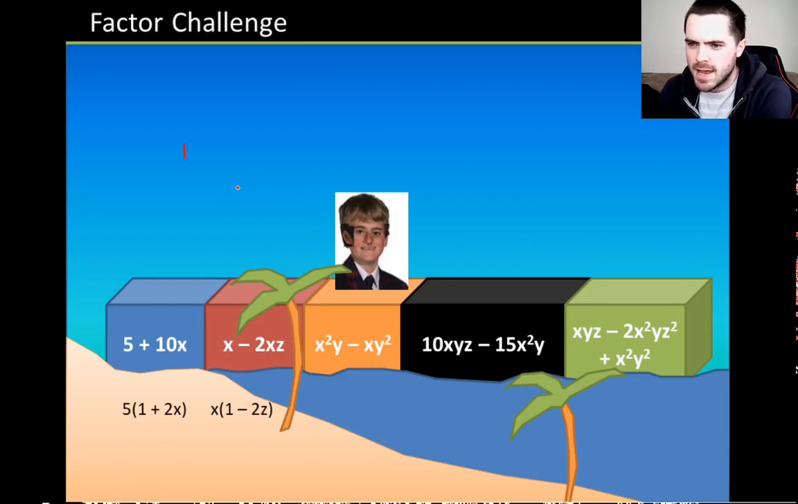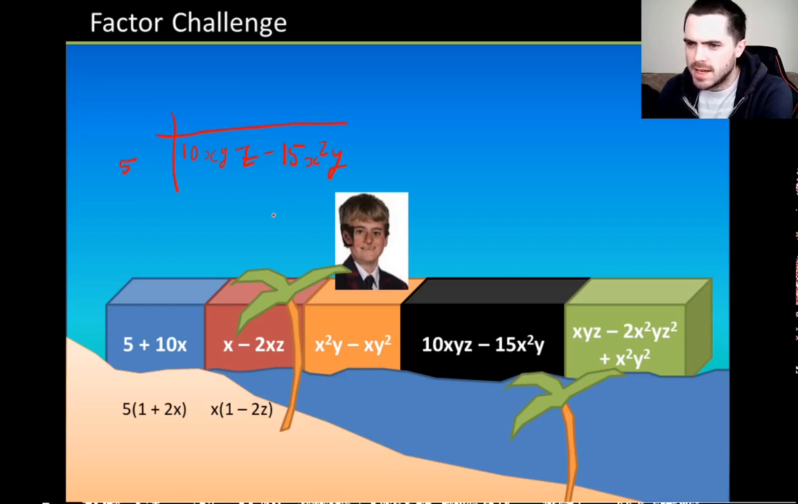So let's have 10xyz. Trying to write this as thick as I can so that you can see it on your screen. Minus 15x squared y. So we're going to pull out the first factor, the one that might be slightly easier to find. We'll pull out the second factor. 10 and 15, we can divide both of those by 5.